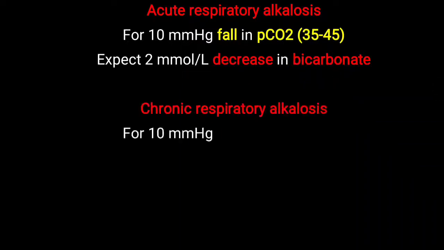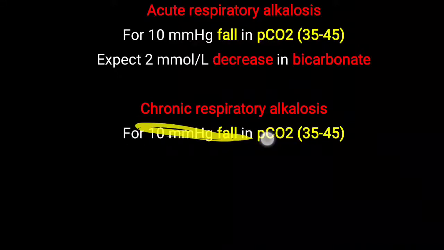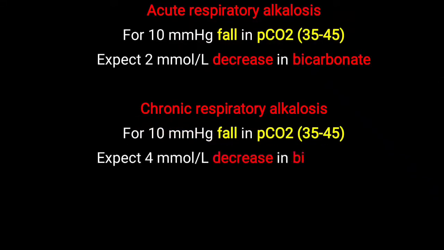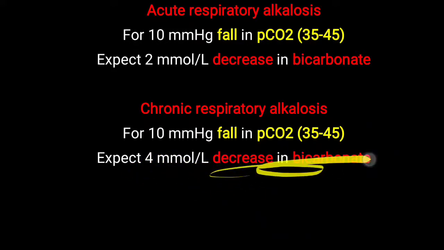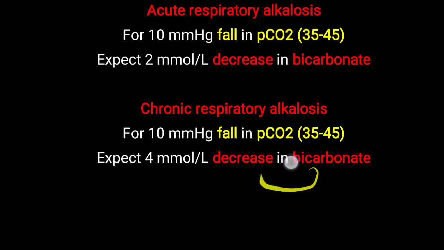But in the chronic condition, more compensation is observed. For each 10 mm Hg fall in the partial pressure of carbon dioxide, a 4 millimole per liter decrease in bicarbonate level is seen. Bicarbonate is normally in the range of 22 to 26 millimole per liter, but it will decrease in the chronic condition. In chronic condition, the pH alteration will not be much, but there are secondary changes, meaning the compensatory response will be greater.